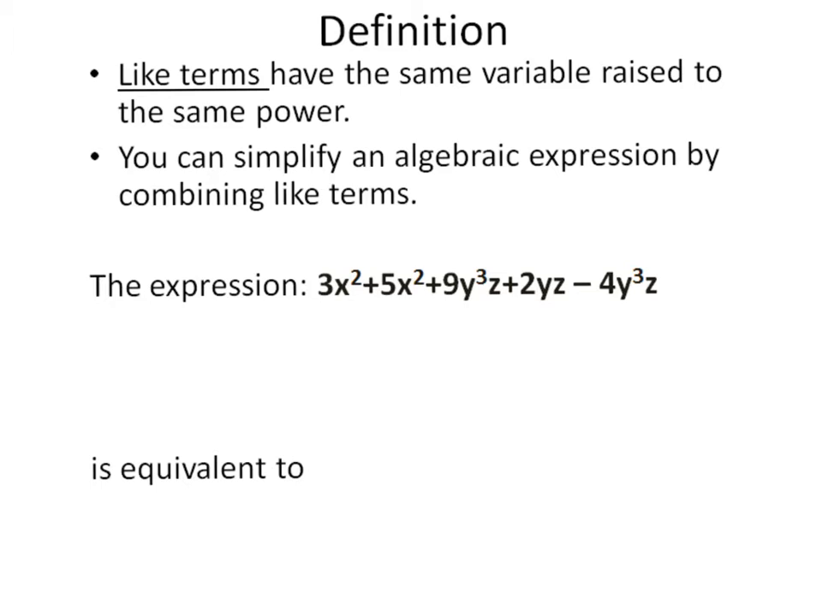The next definition we have is like terms. Like terms have the same variable raised to the same power. And you can simplify an algebraic expression by combining like terms. Now, in the example we have here, 3x squared and 5x squared are like terms because they both have that x squared term, and 9y cubed z and negative 4y cubed z are like terms because they both have y cubed z.